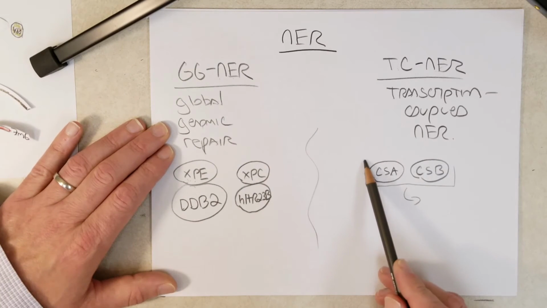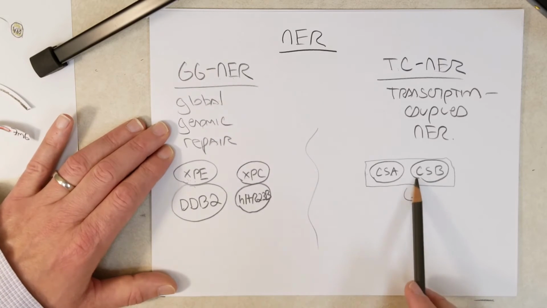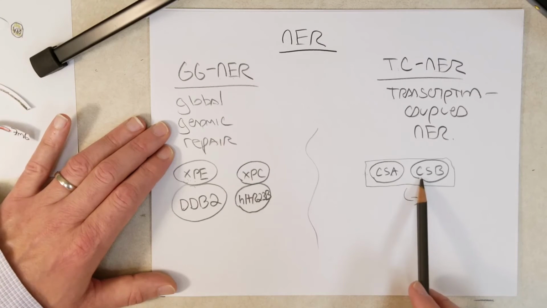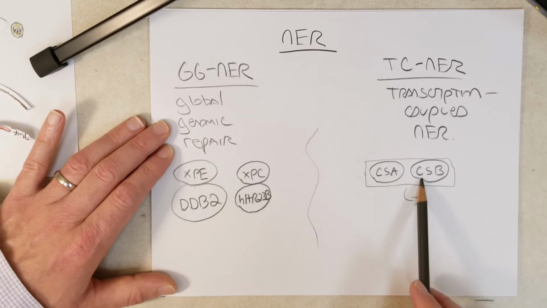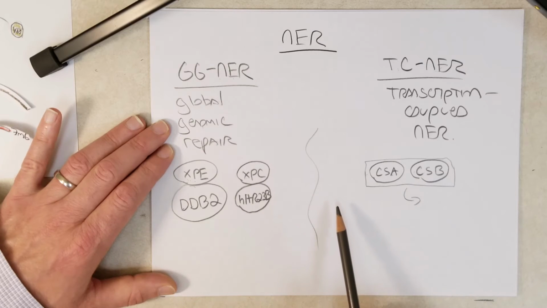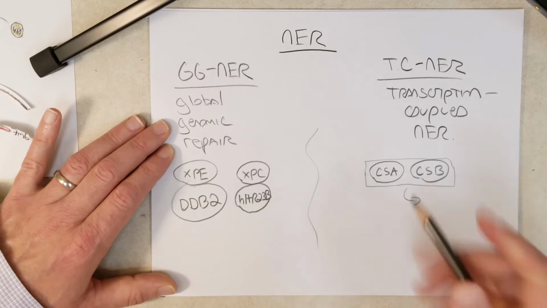And it's thought that these might work. We're not exactly sure how they're working, but they might work by helping RNA polymerase, maybe moving it off the template or adjusting RNA polymerase on the template when it stalls, or adjusting it in a way that allows the pyrimidine dimer to be repaired.